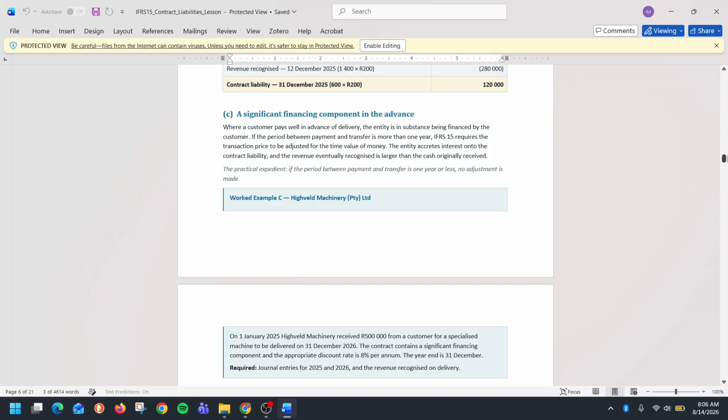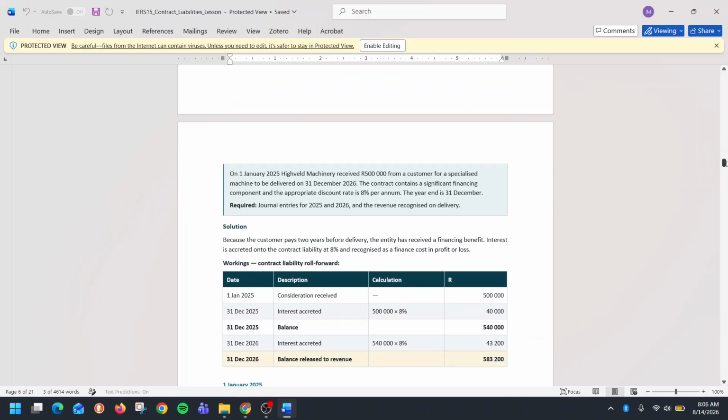So if we are going to look at another worked example, as of the 1st of January 2025, High Volt Machinery received 500,000 from a customer for a specialized machine to be delivered on the 31st of December 2026. The contract contains a significant financing component and the appropriate discount rate is 8% per annum. The year end is the 31st of December.